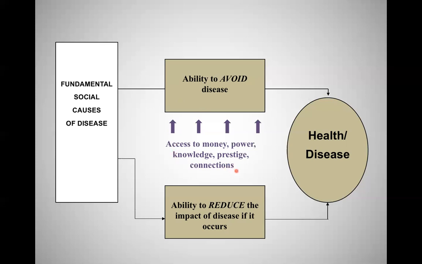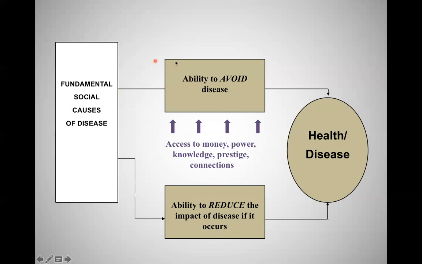The second element is basically that even if the individual is subjected to or experiences poor health or disease, fundamental social causes support that person in their ability to reduce the impact of this disease even after it occurs.